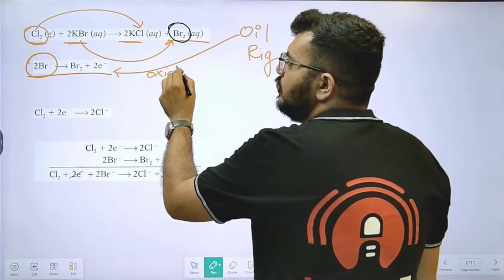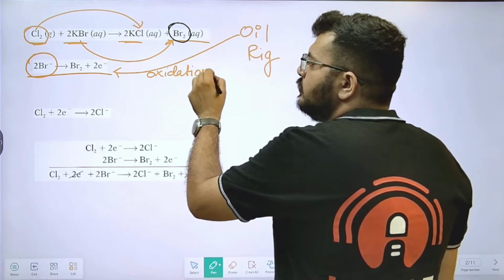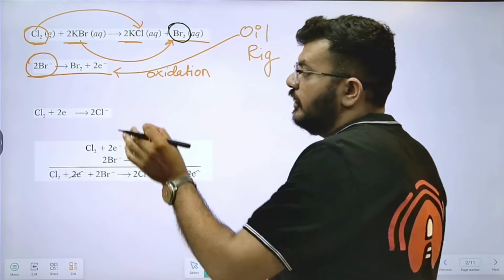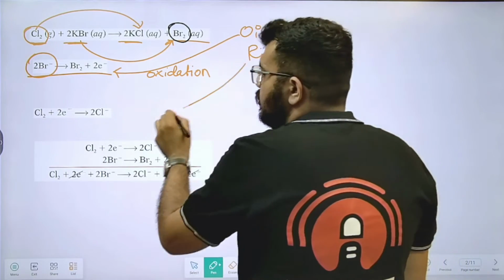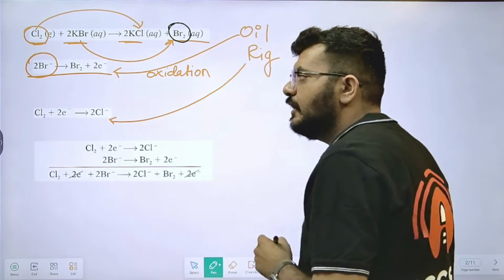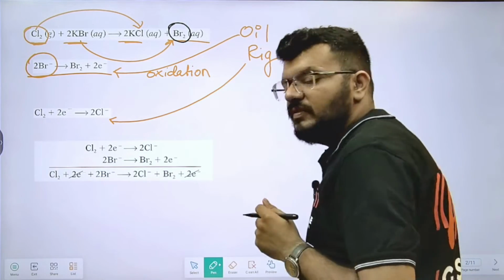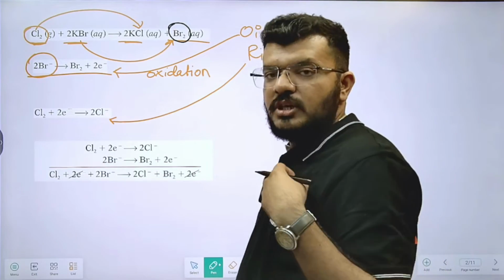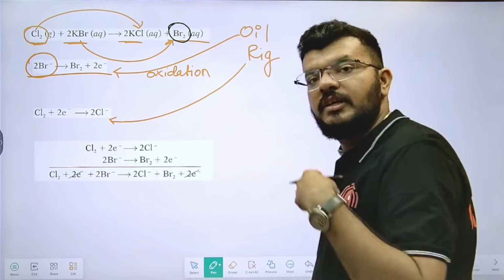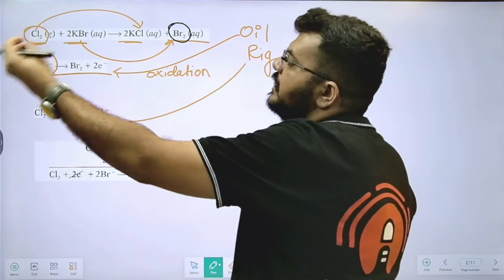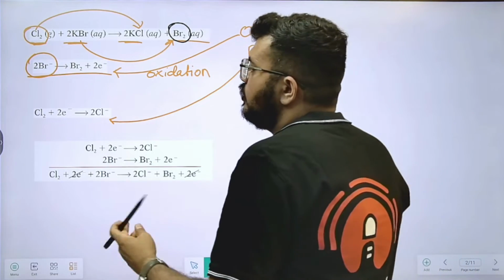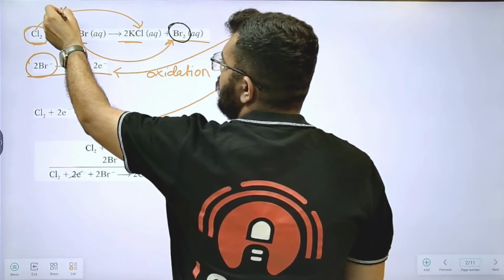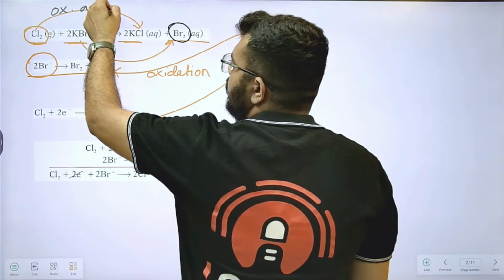So it is oxidation. Here what is happening, it is a non-metal, it is gaining electron, so reduction is taking place. And something else we can understand here, chlorine is itself getting reduced, but in the process of itself getting reduced, it is also oxidizing bromine. So chlorine is not only getting reduced, it is also oxidizing bromine, therefore it is also known as oxidizing agent.